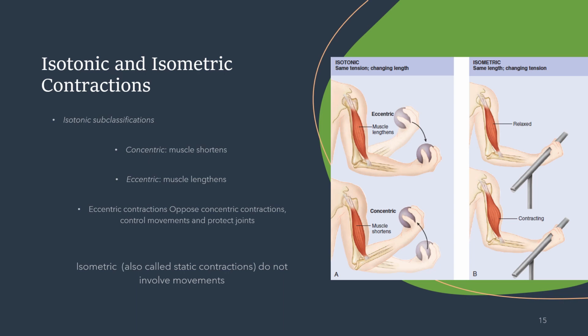Isotonic is when the muscle changes length, but it keeps the same tension. And then eccentric is when the muscle lengthens, and concentric is when it shortens. But remember, that only has to do with length, not tension. Isometric is the changing of the tension, but the muscle length does not change. So isometric can also be called static contraction. It doesn't involve movement.